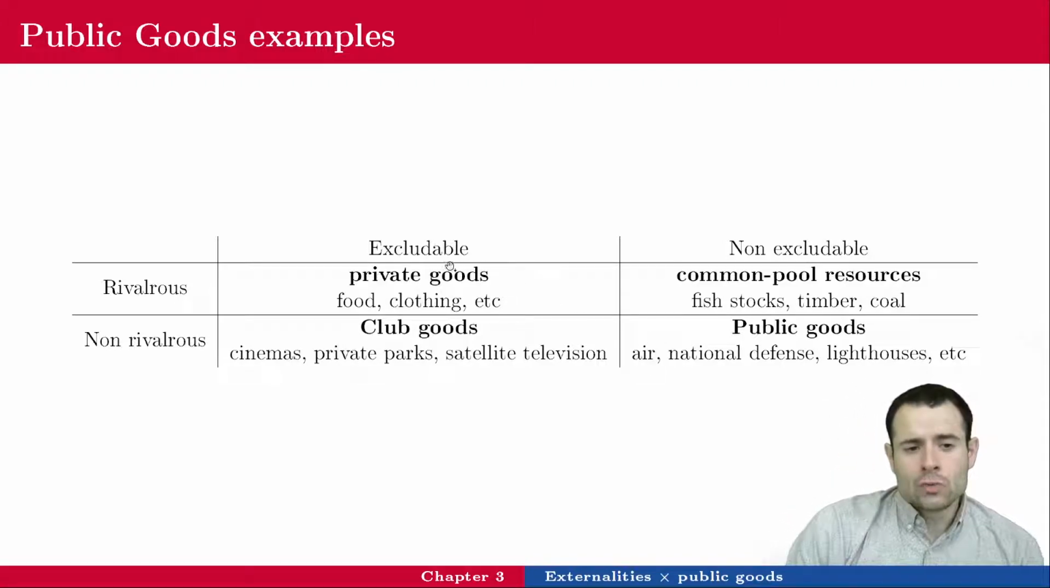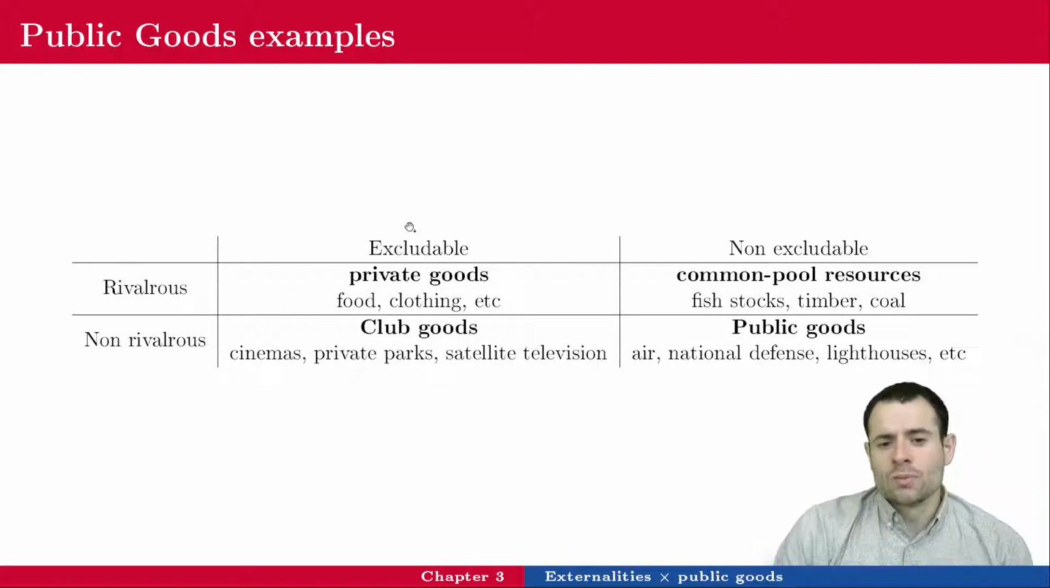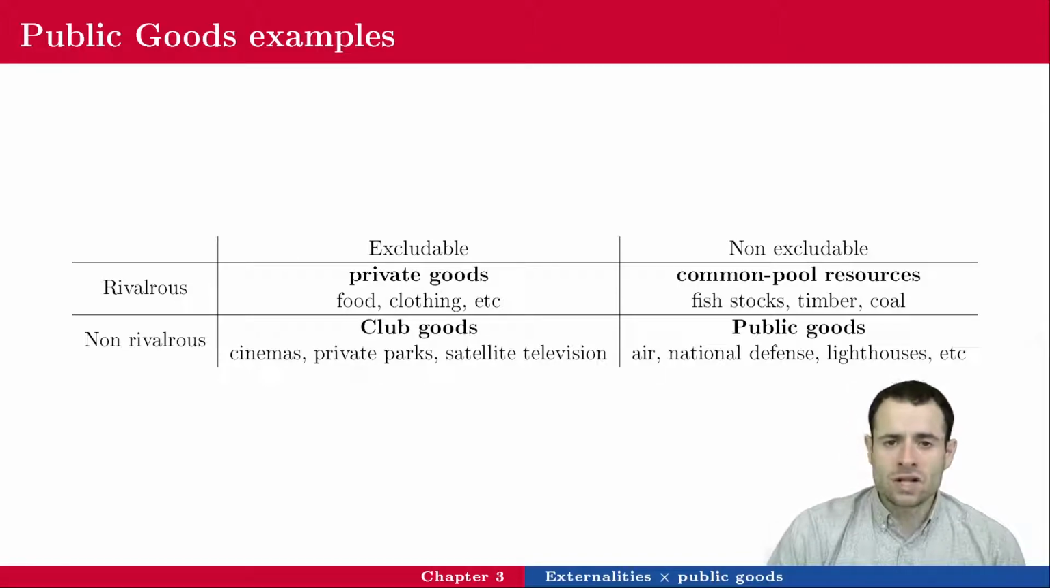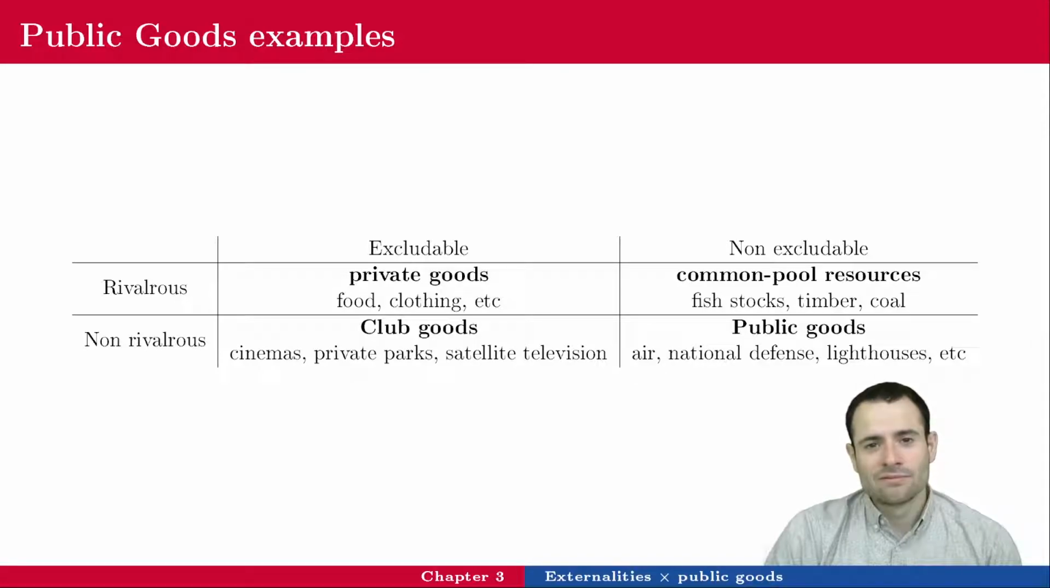Now, a good which is both rivalrous and excludable would be a pure private good. This is what we buy every day. Food. If you buy yourself a coffee, it is not a public good for everybody to drink from. It is for you. Clothing as well.